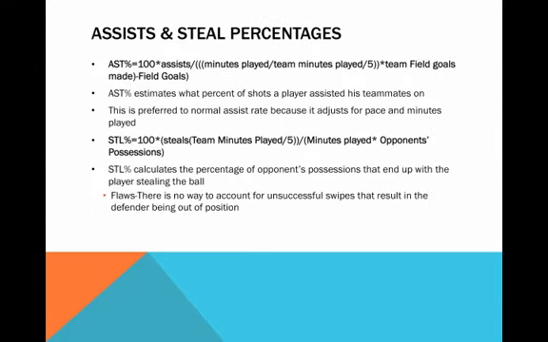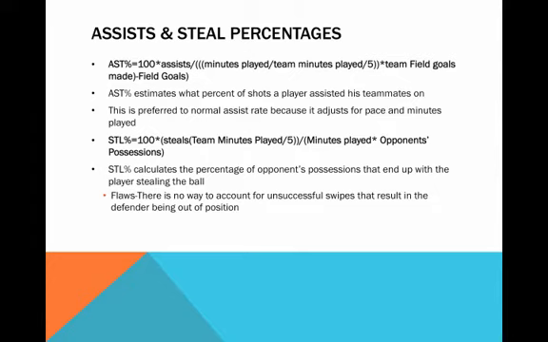Let's continue on to assist and steal percentages. Assist percentages are pretty straightforward. They tell us what percent of shots a player assisted his teammates on. So this is preferred to a normal assist rate because it adjusts for pace and minutes played, just like all these tempo-free stats. And on to steal percentage.